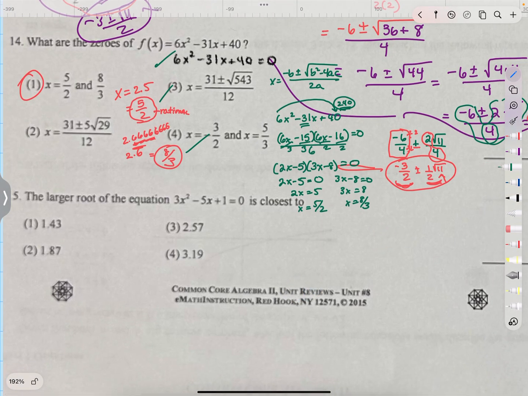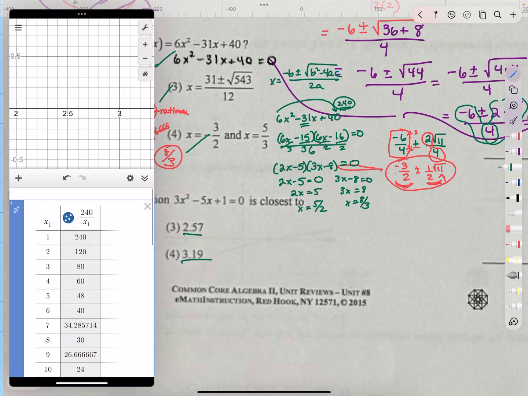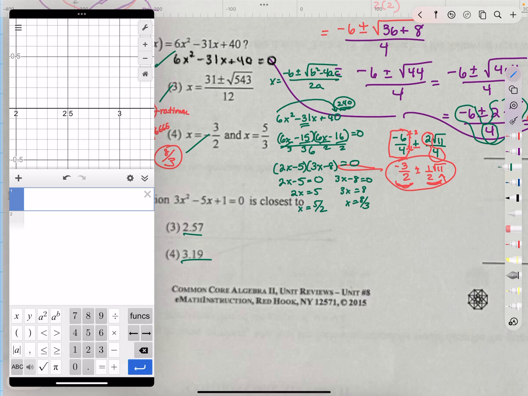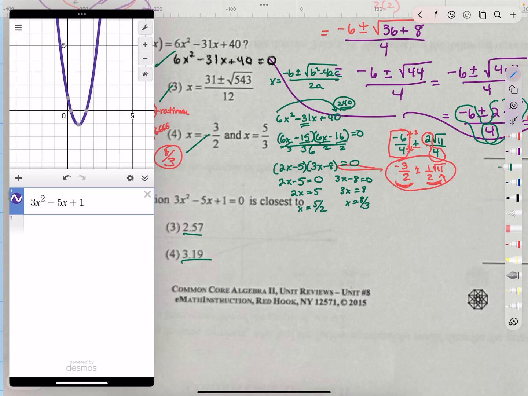The larger root, that's another way of saying the larger solution, is closest to... It looks like you get to use your calculator for this one because it's decimal answers. So that means I'm just going to graph this. Get rid of that table. I got 3x squared minus 5x plus 1. Let's find out what its zeros are. I'm going to hit that little home button there. Well, find where it crosses the x-axis.